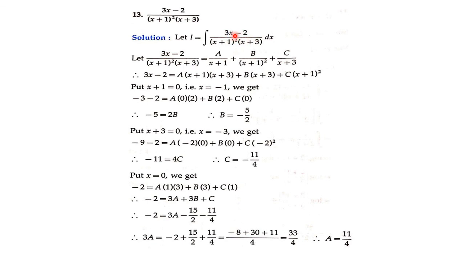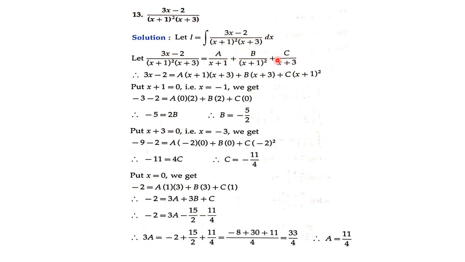Now this rational form can be converted into partial fractions as (3x − 2)/((x + 1)²(x + 3)) is equal to A/(x + 1) + B/(x + 1)² + C/(x + 3). Isn't it? Now, solving this, again we have to carry out the multiplication and collect the terms to the denominator. For that purpose we have to take a cross multiplication.